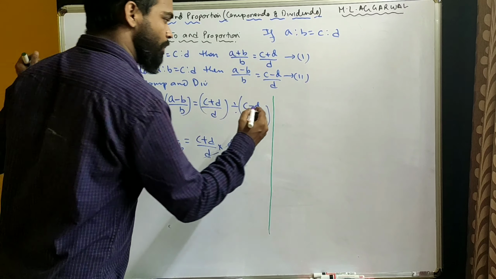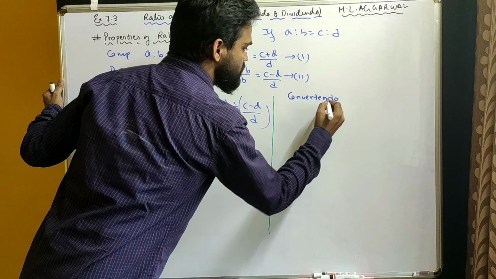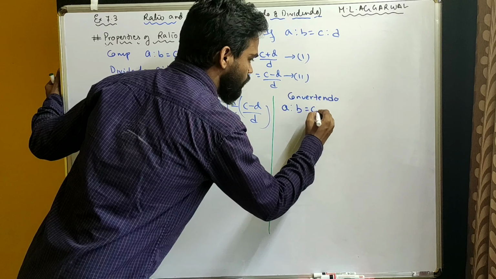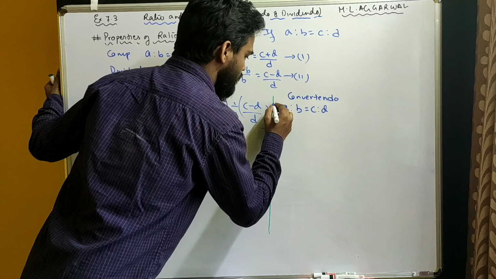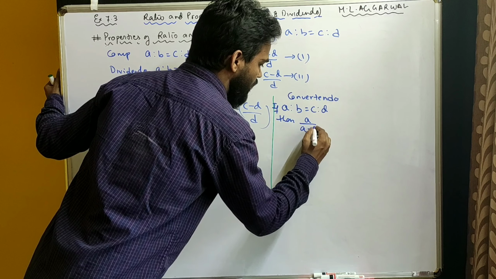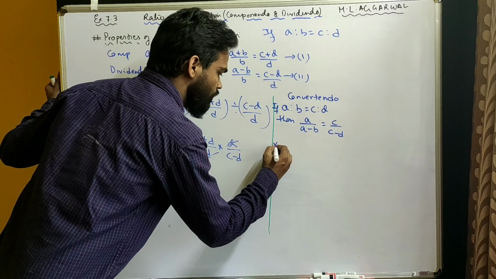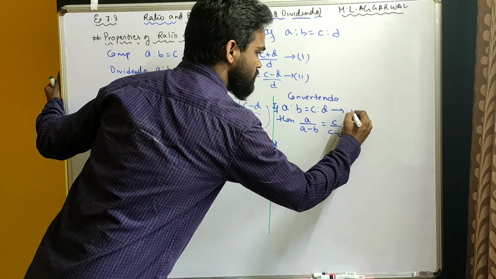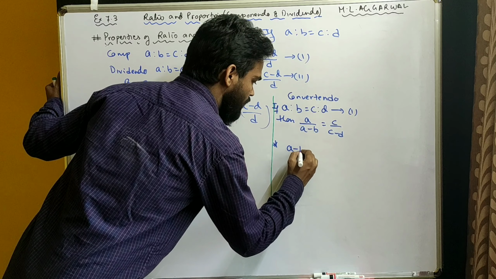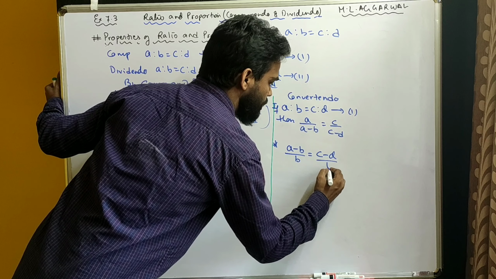Now look at one more property, which is convertendo. What does it say? Suppose A is to B is equal to C is to D. Then A by (A minus B) will be equal to C by (C minus D). How come? Look over here. This is given to us. By dividendo, can I write (A minus B) by B is equal to (C minus D) by D?